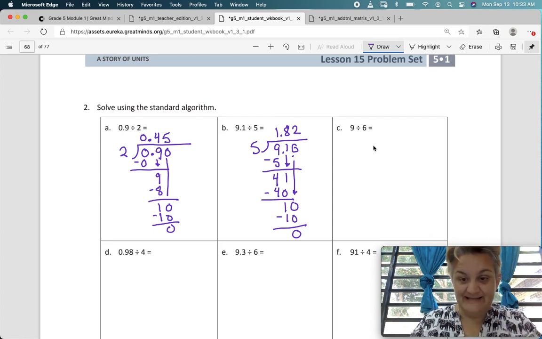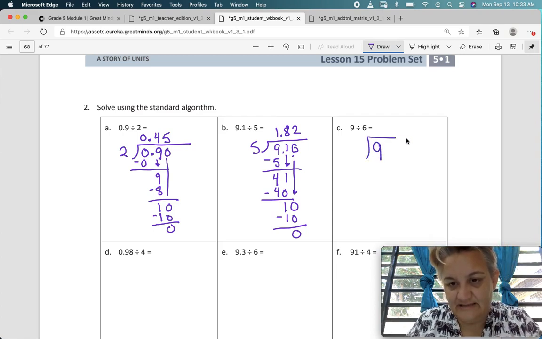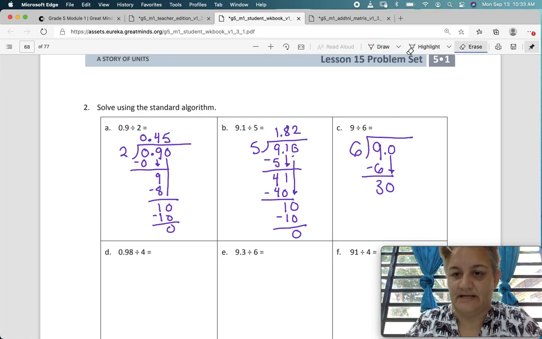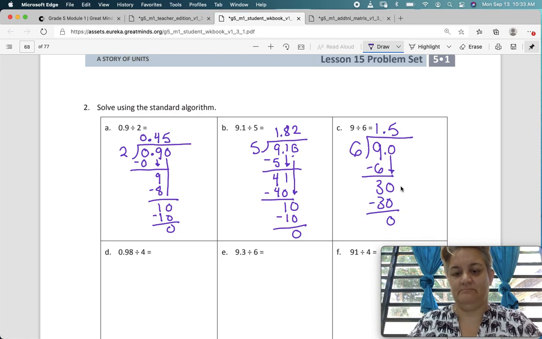Next, 9 divided by 6. Awesome. 9 divided by 6. Okay, 6 goes into 9 one time. 1 times 6 is 6. 9 minus 6 is 3. So I have 3 ones. Well, 6 doesn't go into 3 ones. So I'm going to add a tenth. I'm going to bring that down. Now I have 30 tenths. 6 goes into 30 tenths. How many times? I'm going to make this a little bit cleaner here. Goes in there 5 times. 5 times 6 is 30. Okay, subtract and 0. So I have 1 and 5 tenths. Cool. Next one.